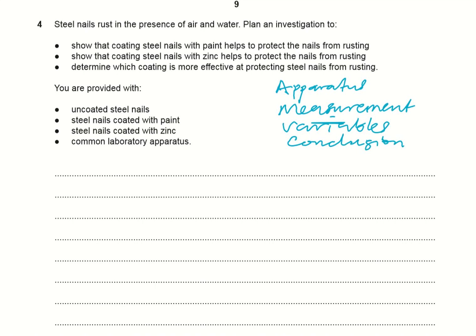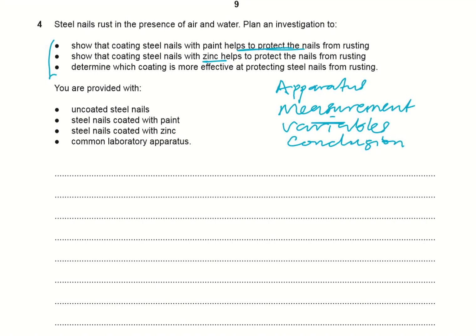It says steel nails rust in the presence of air and water. Plan an investigation. In fact, you've been told what the result of your investigation will look like and what your conclusion is all about. Here you have to show that coating steel nails with paint helps to prevent nails from rusting, the same when a steel nail is coated with zinc, and of course determine which coating is more effective.